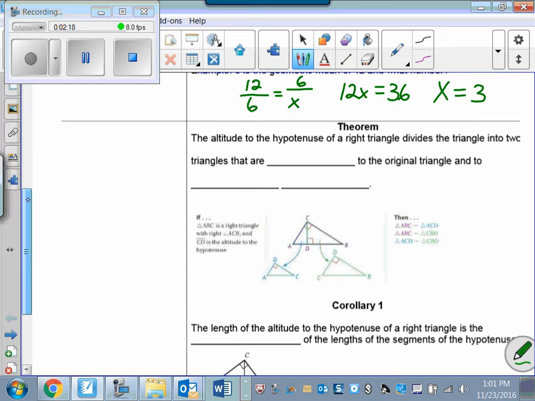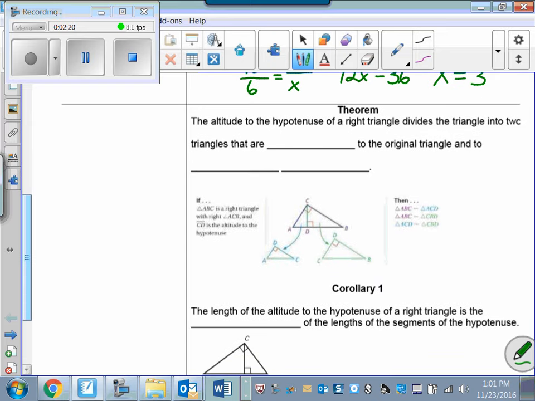Okay, now here we go. We've got to know this when we start talking about similarity in right triangles. So here's a theorem. It doesn't have a name. It says the altitude to the hypotenuse of a right triangle. I have a picture here, but it's kind of blurry, so let me try to draw one over here that might be easier for you to follow. I'll fill it in as I'm reading. Okay, so here we go. Right triangle.